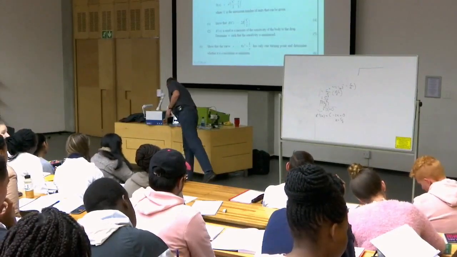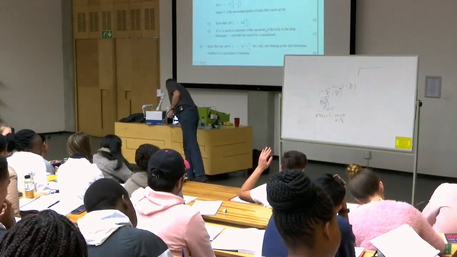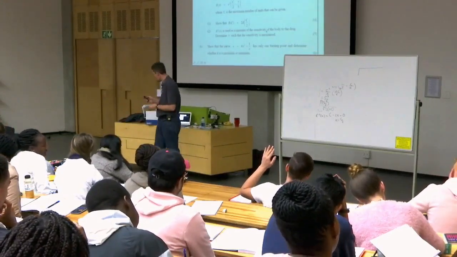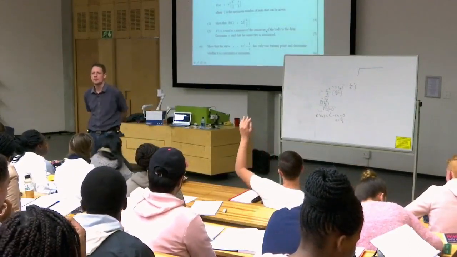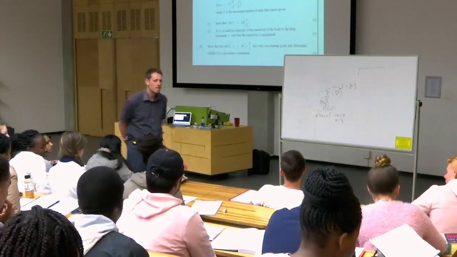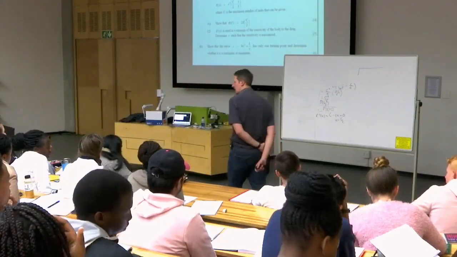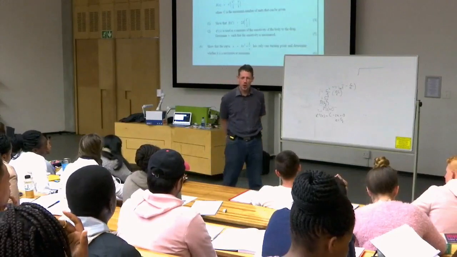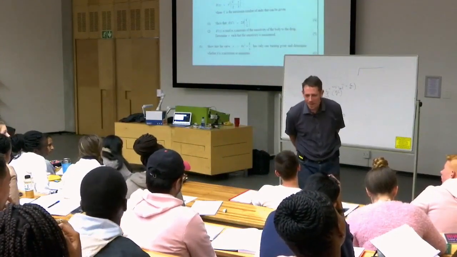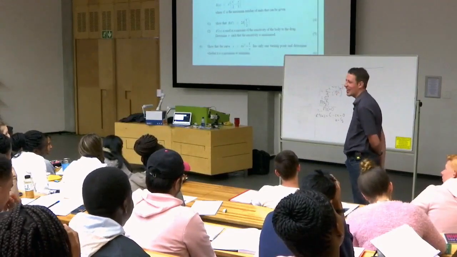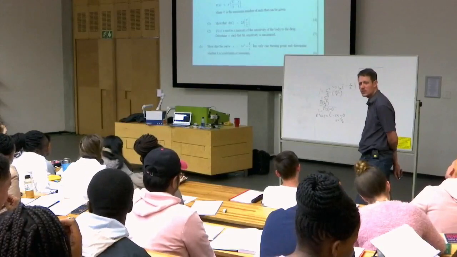What is the angle of inclination? Can somebody please tell me? Yes, sir. Between the x-axis and the line. Okay, the angle between the x-axis and the line, you're about 70% correct. The acute angle. Okay, no, it's not necessarily just the acute angle.